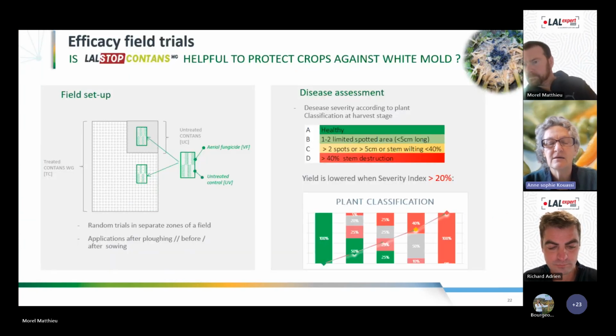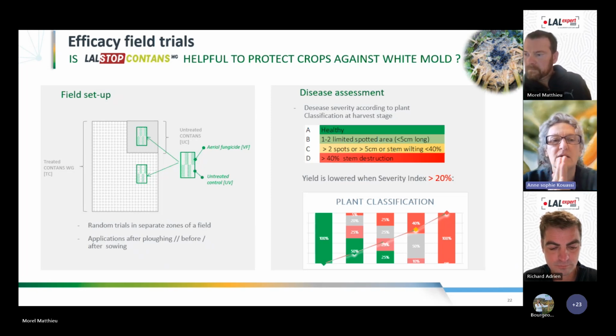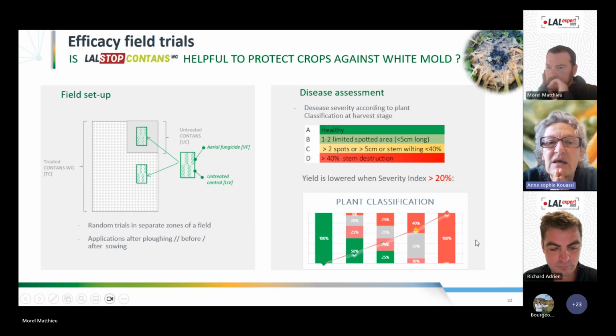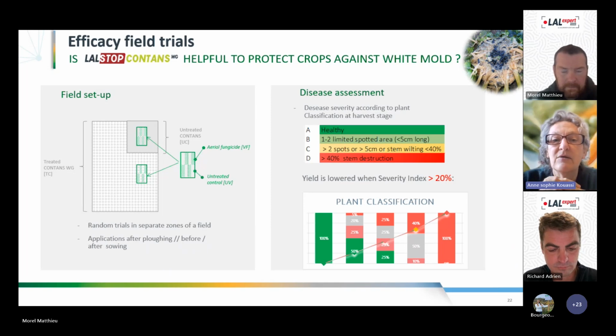And I must present first the way we conducted these trials. On the right, you can see our scale of disease assessment. You will see in all the charts that we have a range from green, which is healthy plants noted at harvest stage, to red plants, which are very nearly or completely destroyed, more than 40% stem destruction.